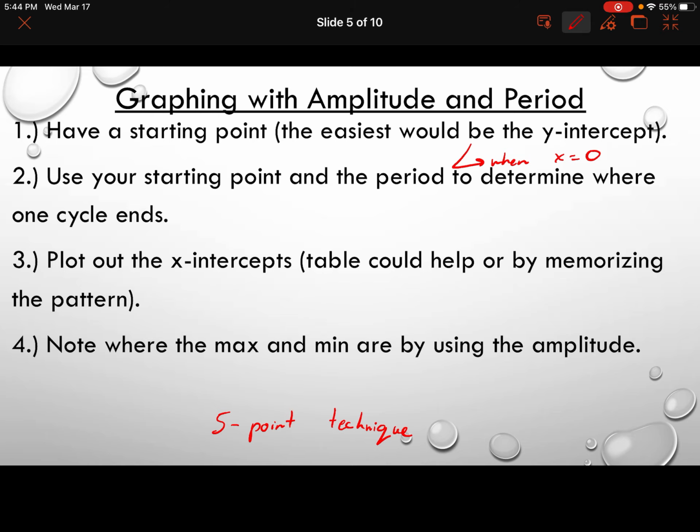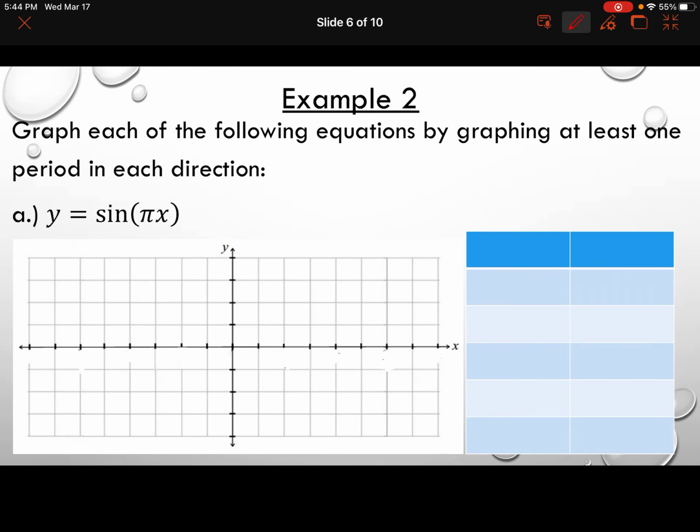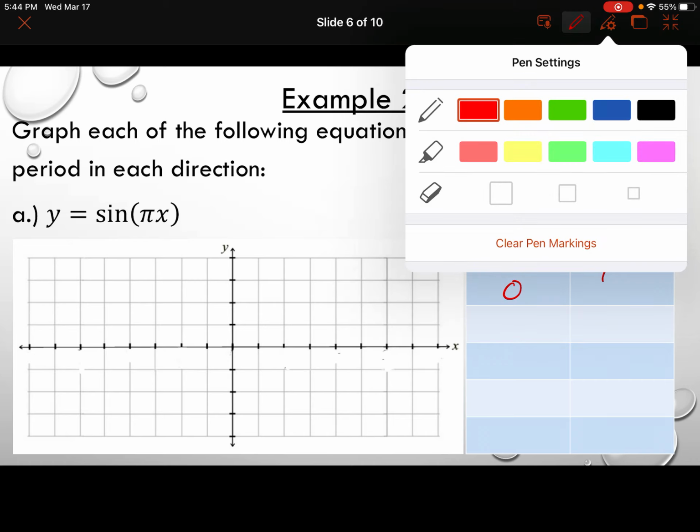All right, so let's try out our first graph. Our first graph is y equals sine of pi x. So remember what step 1 was. Here we have our table. Step 1 was to find the y-intercept, or choose a starting point, and typically the y-intercept is the most convenient. Remember, the y-intercept is when x is equal to 0. So we're going to plug 0 into our function.